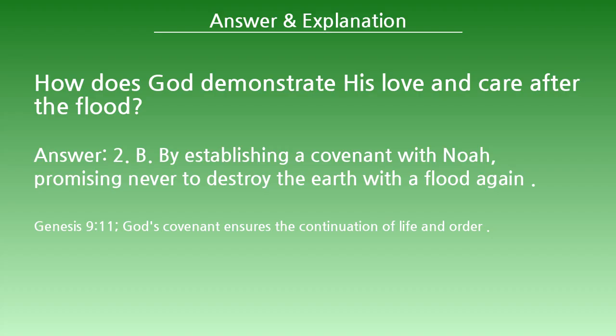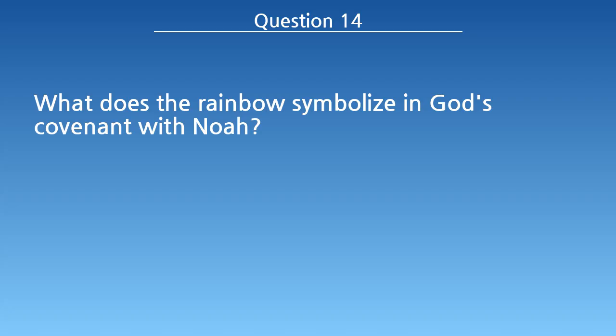Genesis chapter 9 verse 11. God's covenant ensures the continuation of life and order. Question 14. What does the rainbow symbolize in God's covenant with Noah?